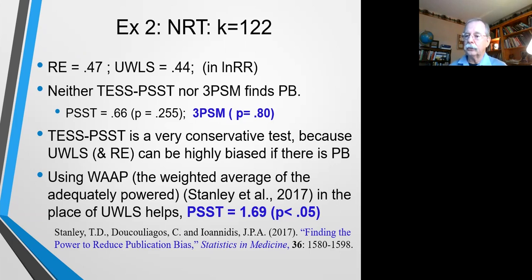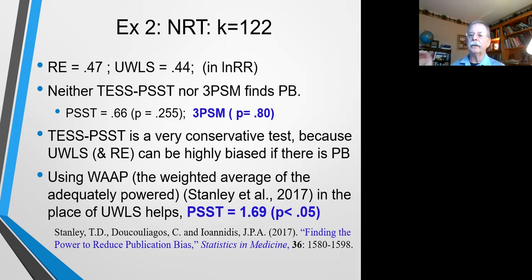And unrestricted weighted least squares is at least less biased than random effects. That we really have a lot of evidence for. So I would recommend, with any doubt or in all cases, instead use a slightly different estimator, which we call WAP, which is the weighted average of the adequately powered. We published a paper in Statistics in Medicine on this, and it's simply the same unrestricted weighted least squares, except it's calculated on only those estimates that have 80% power or higher.